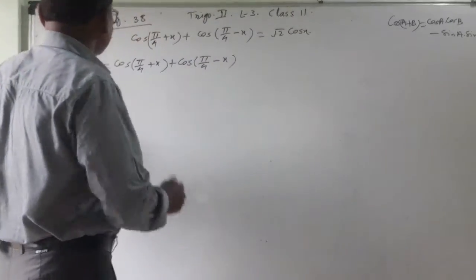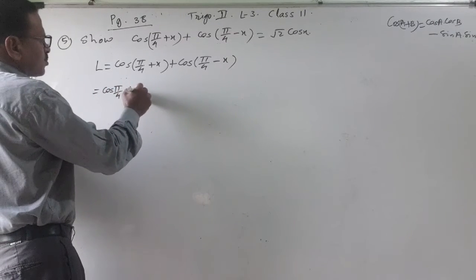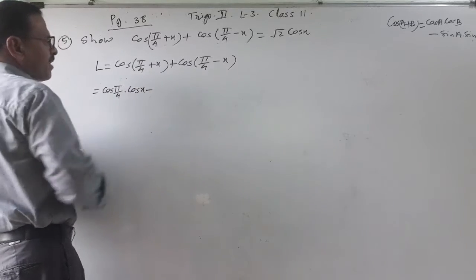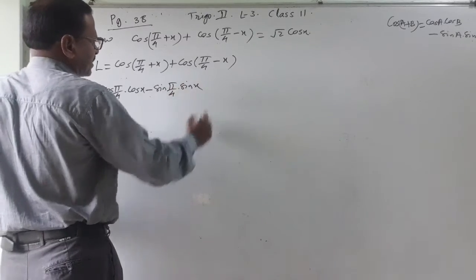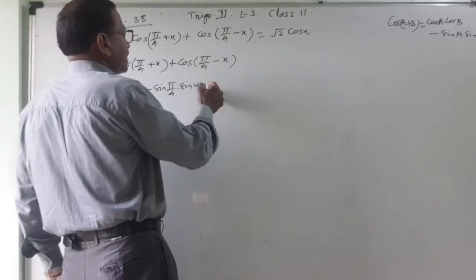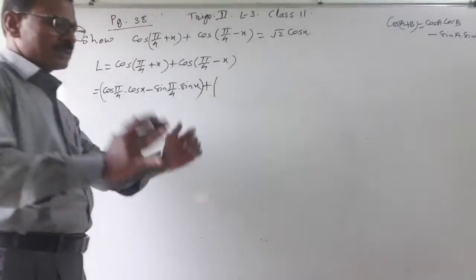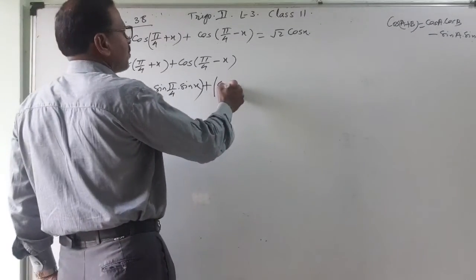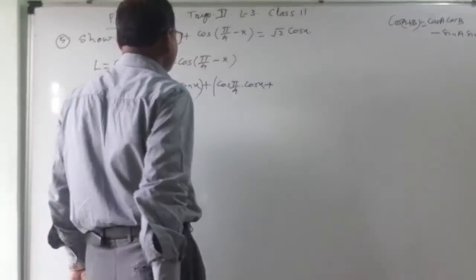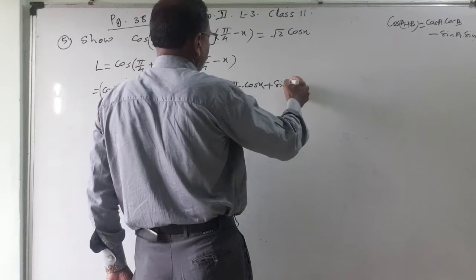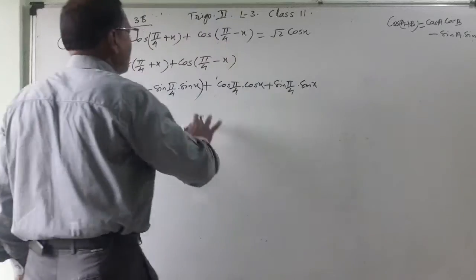So for this I will use, that is equal to cos of pi by 4 into cos of x. This is plus, so it will become minus sin of pi by 4 into sin x. Now for this it is minus, so it will become plus. This was for this plus. For your understanding, I am just splitting by the bracket. Cos of pi by 4 into cos of x. This is minus, so it will become plus sin of pi by 4 into sin x. You have understood, I think.